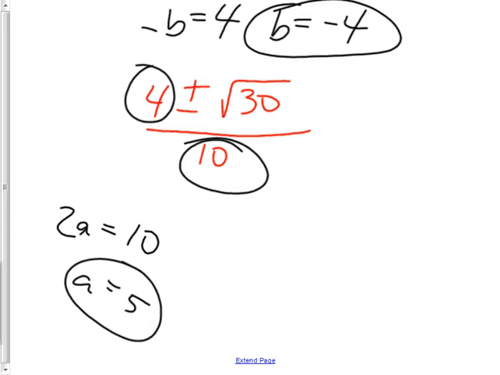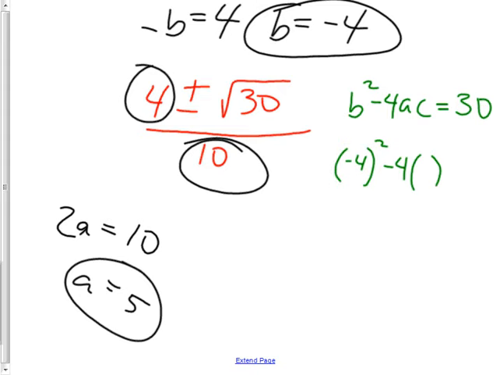And then I hope you knew what equation to set up. Raise your hand if you've got the equation figured out for this last part. Okay, Mr. Q, what did you think? Perfect. And I happen to know b and a. A is 5 and b is negative 4. So negative 4 squared minus 4 times the a, which is 5, and the c, I don't know, equals 30.